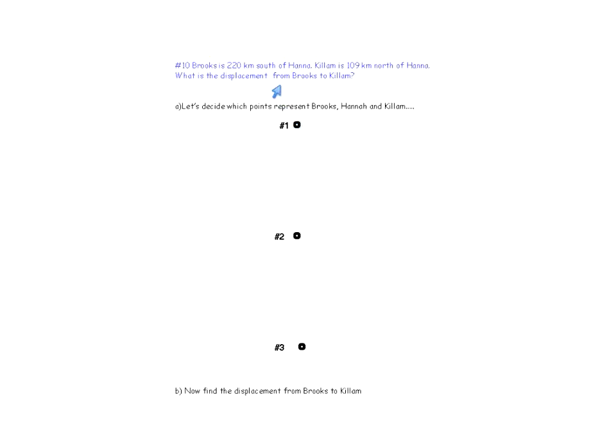Each one of these points stands for one of these cities or towns, and we need to label which one we think goes where. Okay, so we have 3 in this problem: Brooks, Hannah, and Killam. So which one do you guys think goes in the middle based on reading this problem? It says Brooks is 220 kilometers south of Hannah and Killam is 109 kilometers north of Hannah. What is the displacement from Brooks to Killam? So which one of those 3 towns do you think goes in the middle?